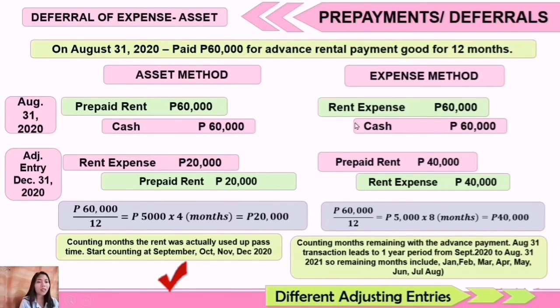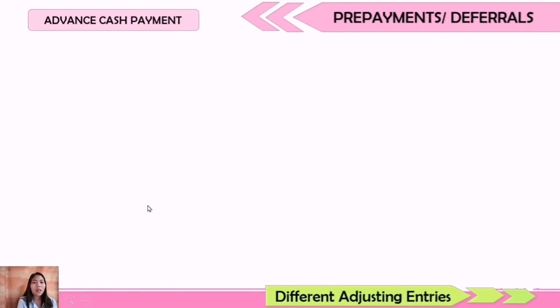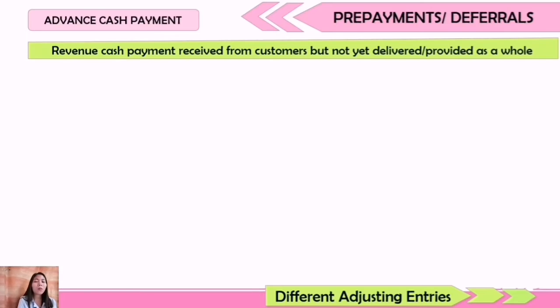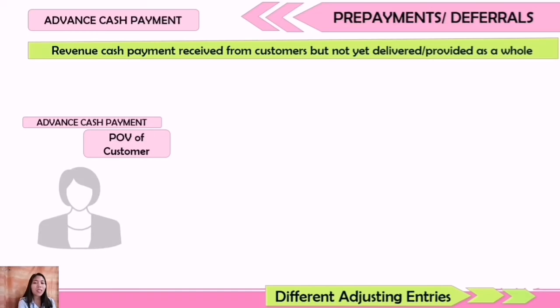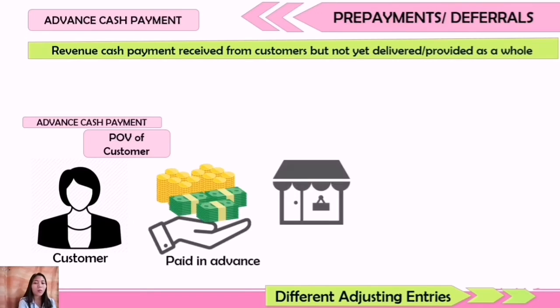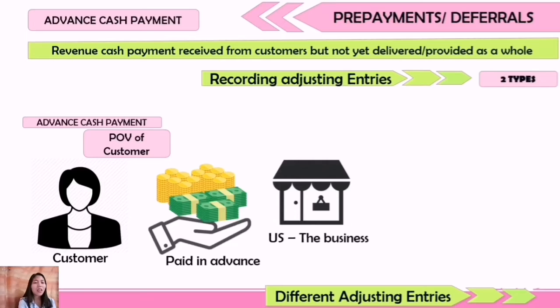If the first entry is rent expense, then it's an expense method. Now another one, revenue: cash payment received from customers but not yet delivered fully or as a whole. So this is an advance cash payment from the point of view of the customer. So they have paid us in advance. So we can record this through two methods, liability method and income method.